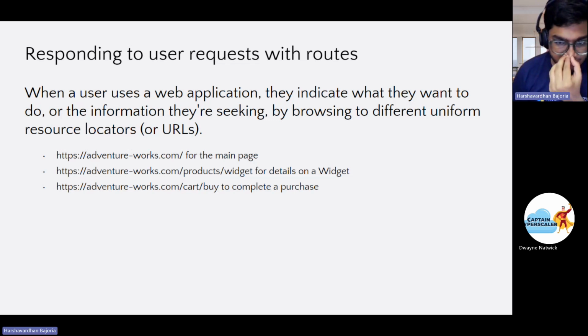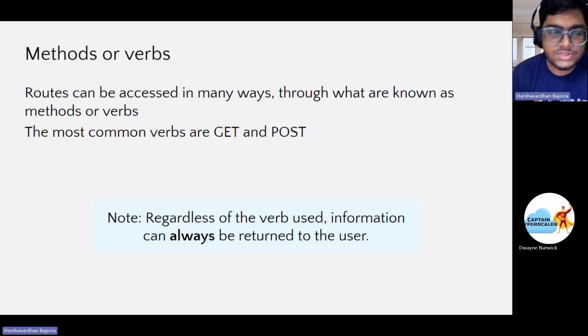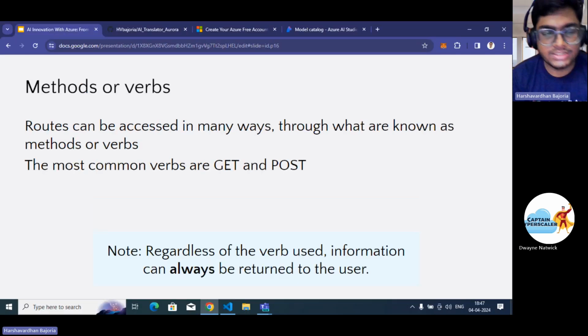Similarly, in case we want details on a widget, it will go to slash product slash widget and get you that particular item. So this is what the routes do, and we'll be using them to fetch our results and show them on the screen. And it uses two verbs, which are get and post. Now you might ask, okay, what is get and post? But let's first have a look at the code so that you understand it better.